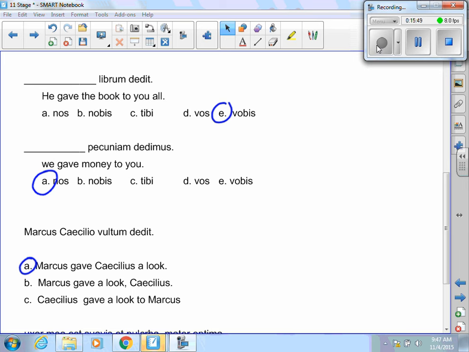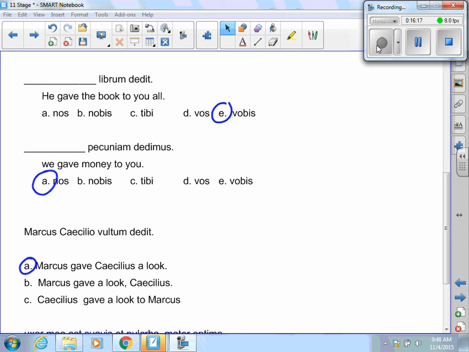I look at nos, that's we, and it's nominative, so I'm not going to use that. Nobis is dative and plural, but it's to us, so not going to use that. Tibi is dative and singular, so it's to you. This one's to you all, so I have to use vos for you all. Vos is nominative, not going to use it. I'm going to use the dative vobis because, again, I'm trying to come up with a translation to you all, and 2 or 4 is going to be our dative.